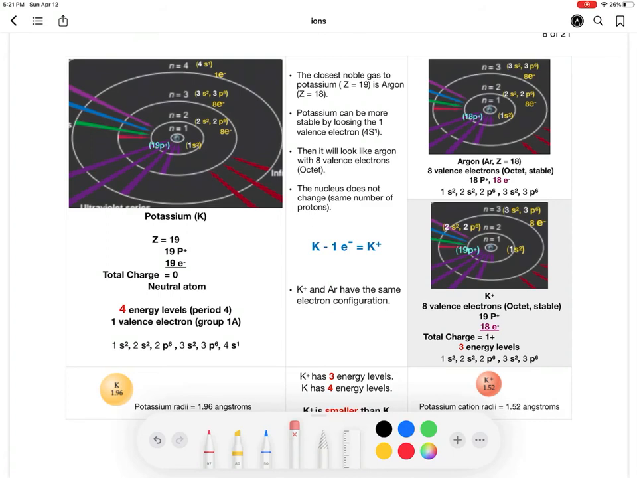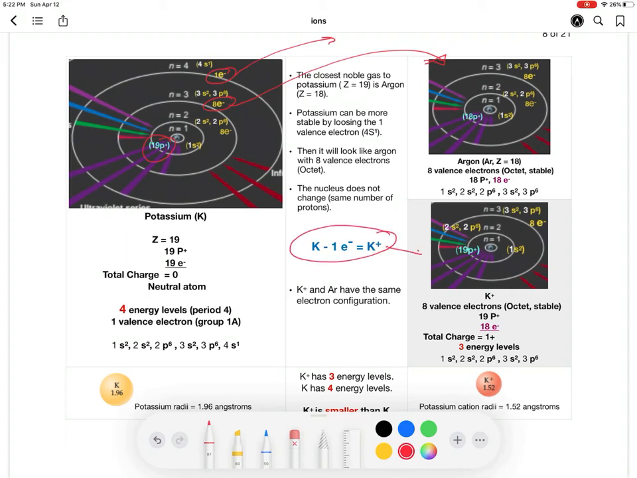Okay, let's see. This is potassium here. It has 19 protons in the nucleus, 19 electrons. The last energy level has 1 electron. So if you notice here, if potassium loses this 1 electron, it will be left with 8 electrons on the outer shell, so it will look like the noble gas argon with 18 electrons.